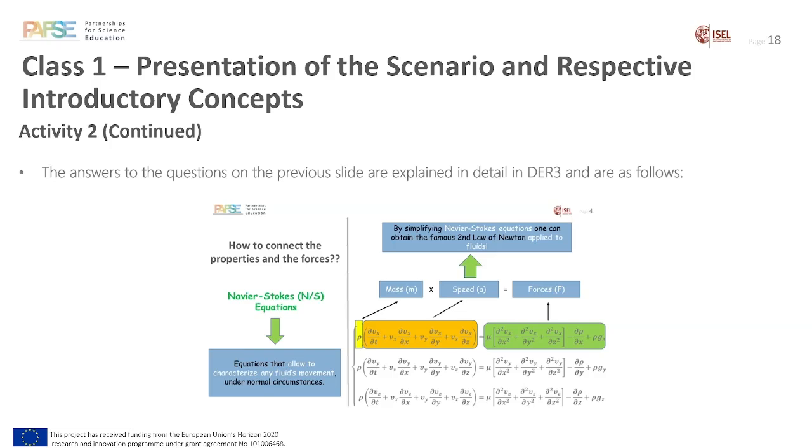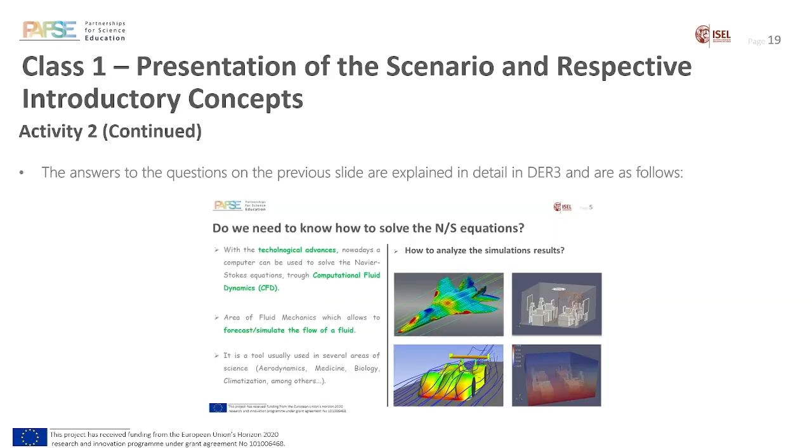So we can see that by reducing and simplifying, depending of course on the problem, we can achieve the second law of Newton, and this is the dynamic law. So we can see with this slide that we have both the properties and the forces characterized in these complex equations, and the relations between the properties and the forces acting on the fluid are related with the Navier-Stokes equations, and this is the main idea to pass with this slide.